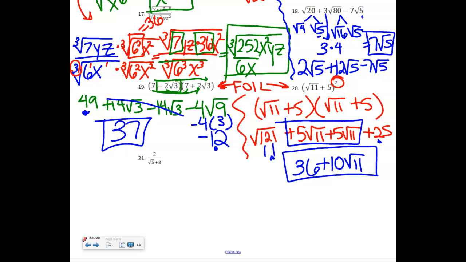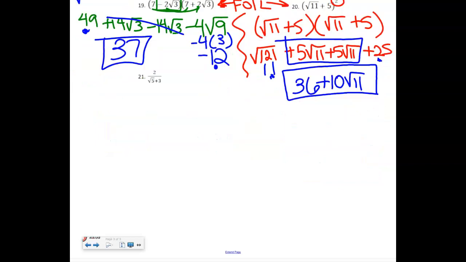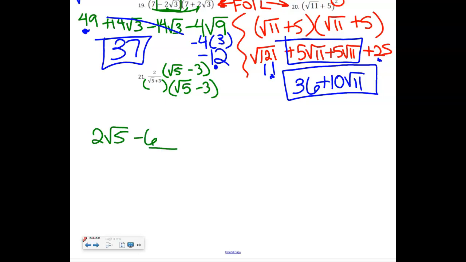Now our last problem is kind of like our fraction problems above, that I have a root on the bottom and that's not allowed. So a reminder to get rid of it. We're going to multiply by the opposite, or the math term of it is the conjugate. So I'm going to multiply by square root of 5 minus 3. And whatever I do to the bottom, I also have to do to the top. On top there, I'm going to distribute that 2. So I'm going to have 2 square roots of 5 minus 6.